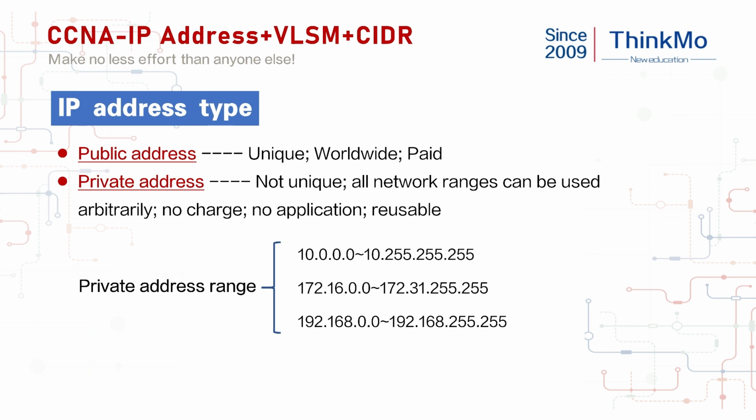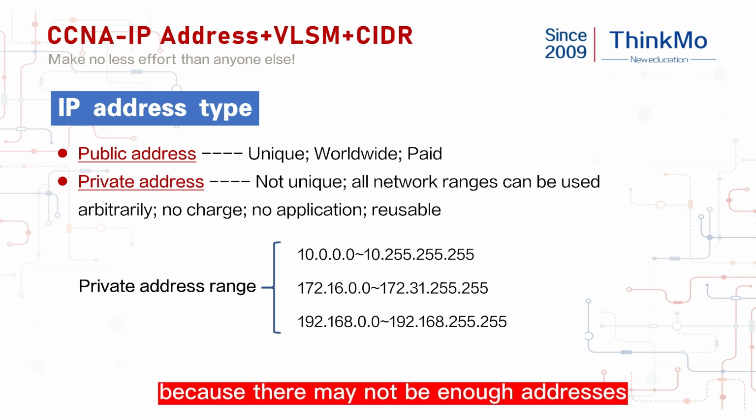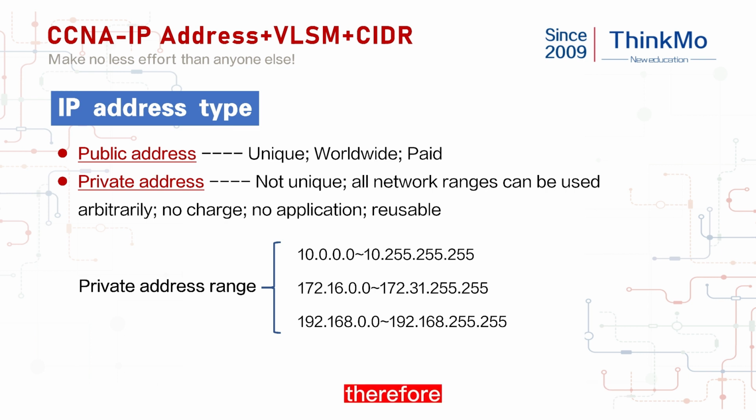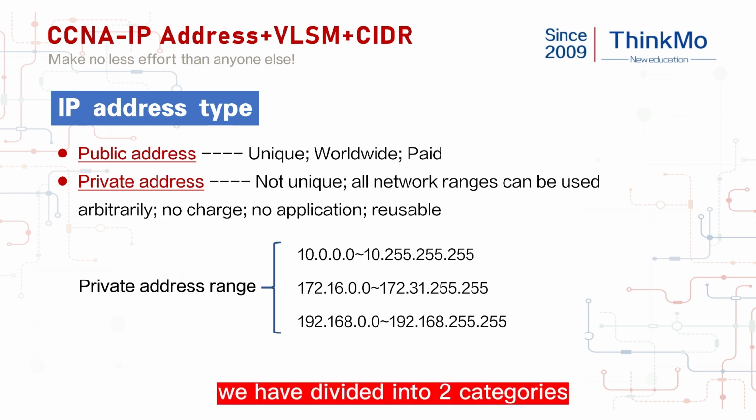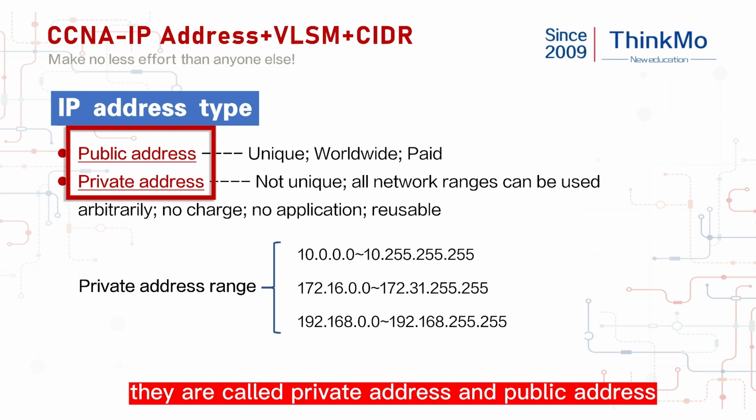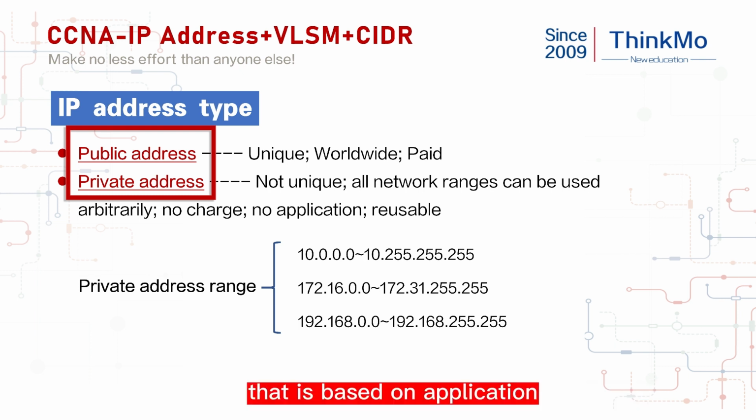According to our logic, wouldn't this collapse? If you want to go online, you need an address. Not enough addresses, how do you get on the internet? So there must be a way to fix it, in the entire address design we envisage. Because there may not be enough addresses, in the overall address classification we have divided into two categories. They are called private address and public address respectively. That is, based on application, split into public and private networks.